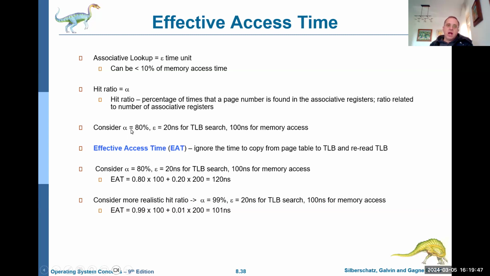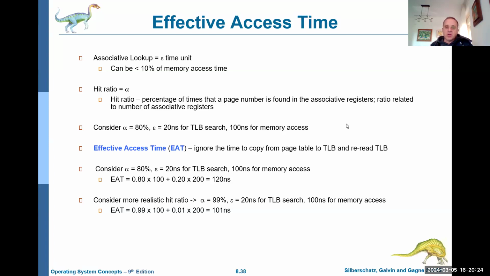Okay, so consider an example like this, where alpha is 80%. So 80% hit rate, which means 20% miss rate. And consider that a TLB search takes 20 nanoseconds. And a memory access is not 20 nanoseconds, but 100 nanoseconds. So it's slower. So what would the effective access time be? We're going to ignore the time to copy a page table entry to the TLB.